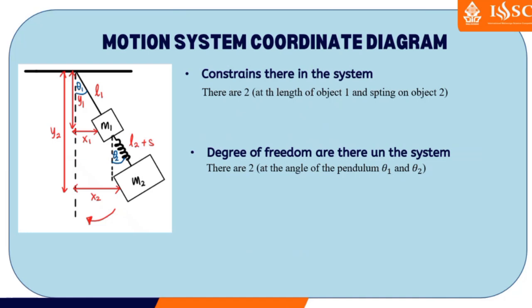Degrees of freedom in the system. There are two, the angles of the pendulums theta 1 and theta 2, because it requires two angular coordinates to describe the movement. These two degrees of freedom influence the relation of force, such as a spring or rope, making the motion more complex compared to a system with 1 degree of freedom.